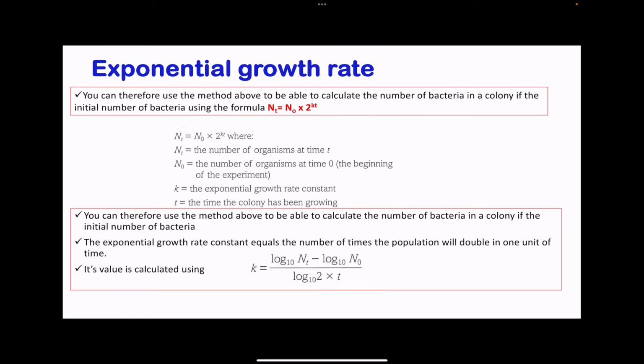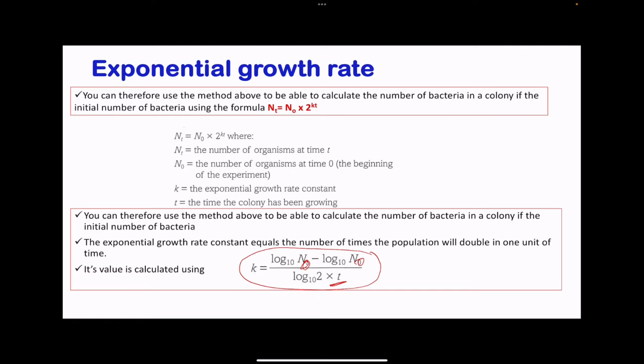Next is the exponential growth rate. This is at the exponential phase. They will ask you questions about calculation of this constant. If a growth curve is given, you get the log number of bacteria at a specific time minus the log number of bacteria at another time, which is going to be the initial time, divided by the log to base 10 of 2 times the time the experiment has been carried out, or the time difference between t and 0.